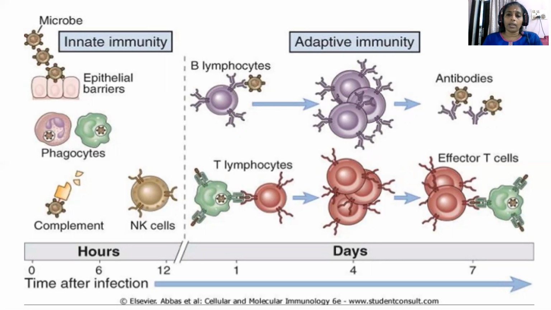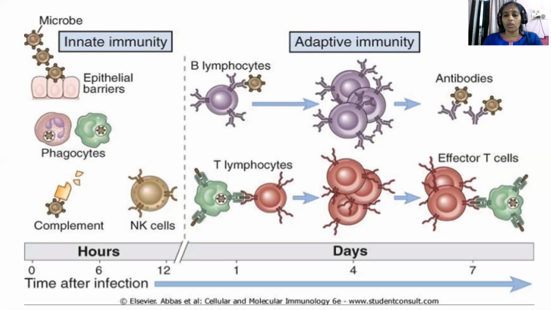When it comes to the adaptive immunity, these all recognize the same antigen, the same microbe, and there will be antibody production against this microbe. In the case of T cells also, with the help of antigen presenting cells and some other mechanisms, that will take a few days, up to 7 days, and the effector T cells will kill these antigens. So this is how the two types of mechanisms, innate immunity and adaptive immunity, work.